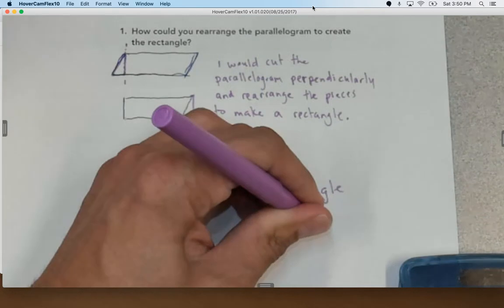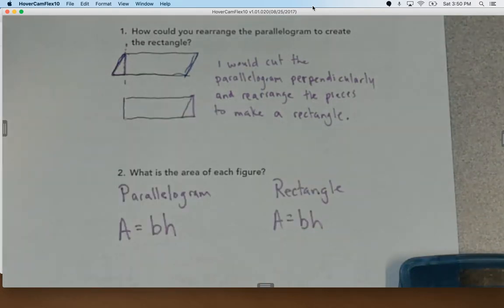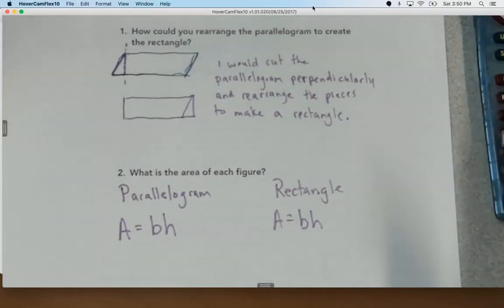Because we don't know exactly what B stands for, we don't know exactly what H stands for, so we're using the variables to represent the formula. And the parallelogram formula is the same as the rectangle formula because we can rearrange a parallelogram into a rectangle. Okay.